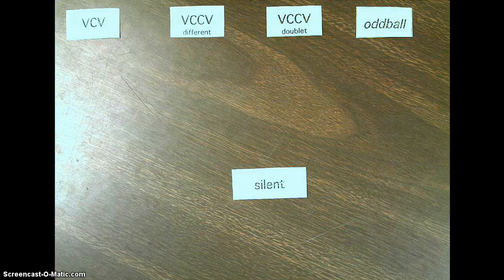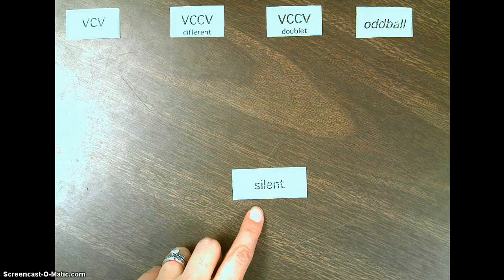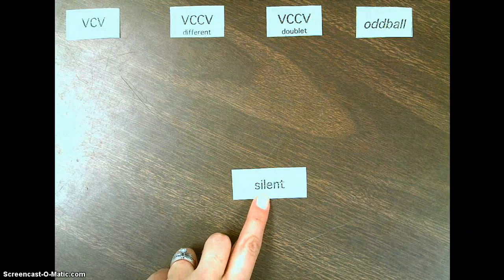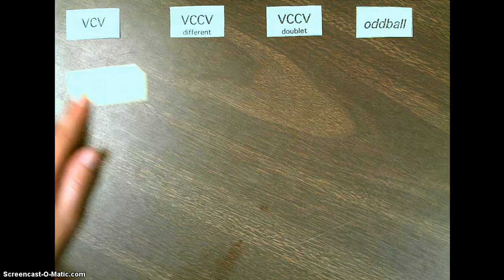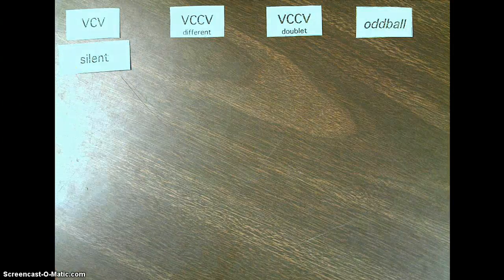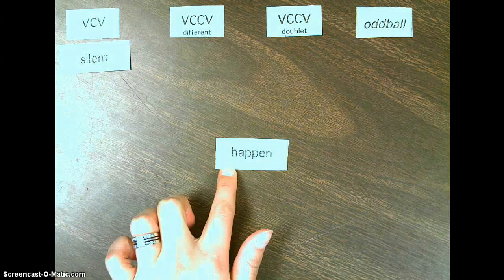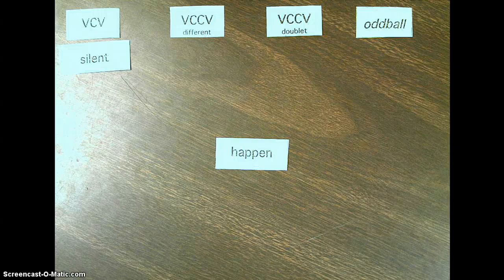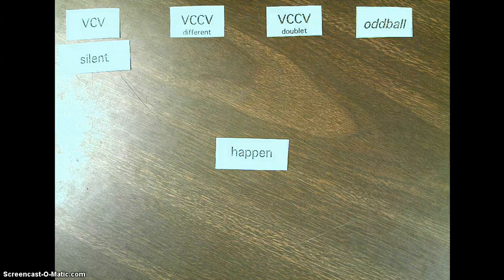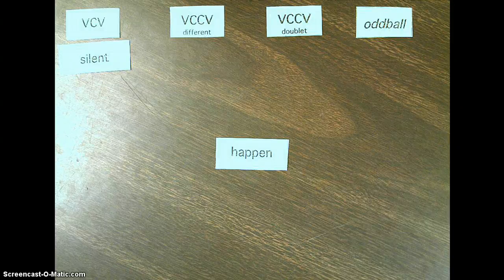First we have the word silent. Now, does silent have a VCV or VCCV pattern? I see a vowel, consonant, and then another vowel. So that's going to be VCV pattern. Now I have the word happen, H-A-P-P-E-N. I see two consonants together in the middle of that word, so that's going to be a VCCV word. But does it go under different or doublet?